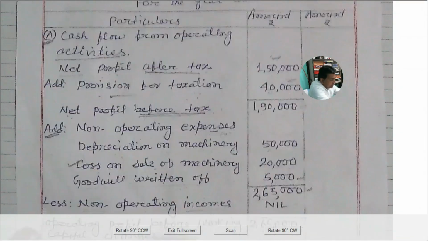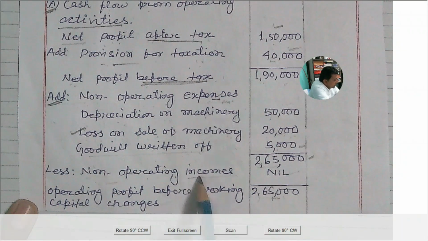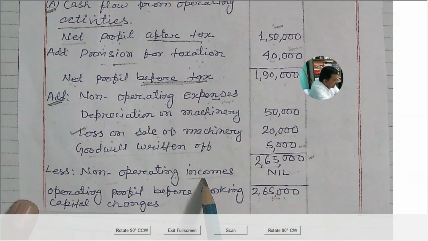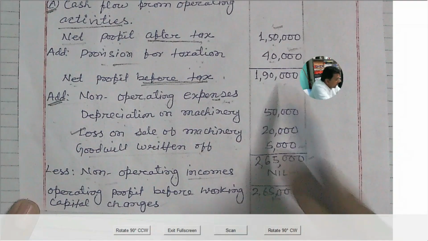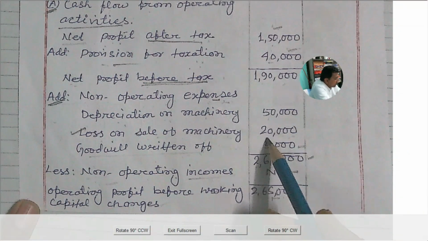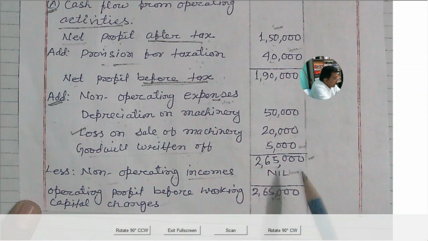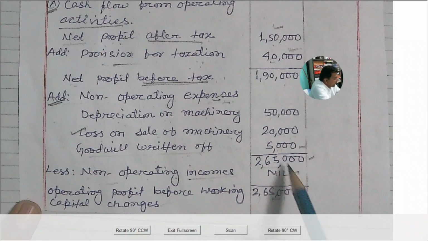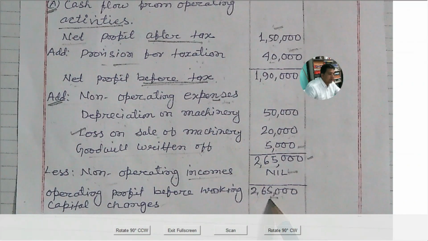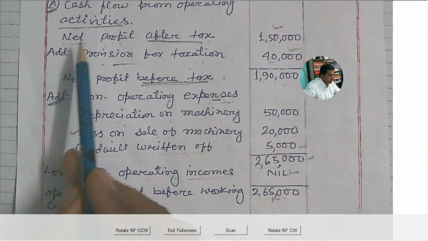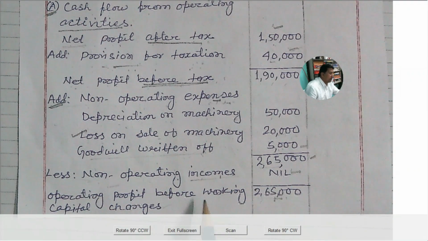And the next step, non-operating incomes. In this question there is no non-operating income item, so it is nil. After adding all these figures, 1,90,000 plus 50,000 plus 20,000 plus 5,000, the value is 2,65,000, and non-operating incomes are nil, so the value remains 2,65,000. In this sequence we solve the questions.